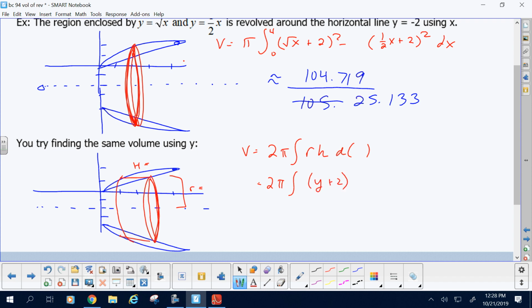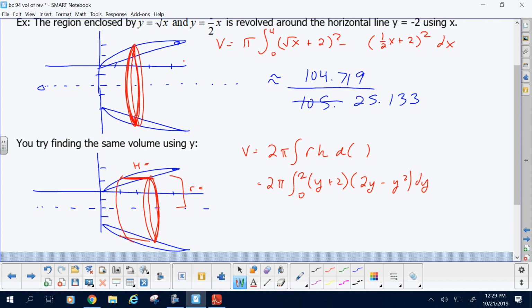Part of the confusing part is, do I use the curves or not? Well, you do use the curves in one of the places, but not yet. The height, which is this distance, that's where you use the curves. Right minus left in y terms is 2y minus y squared. 0 to 2 or 0 to 4? 0 to 2, then make sure you use the y values.